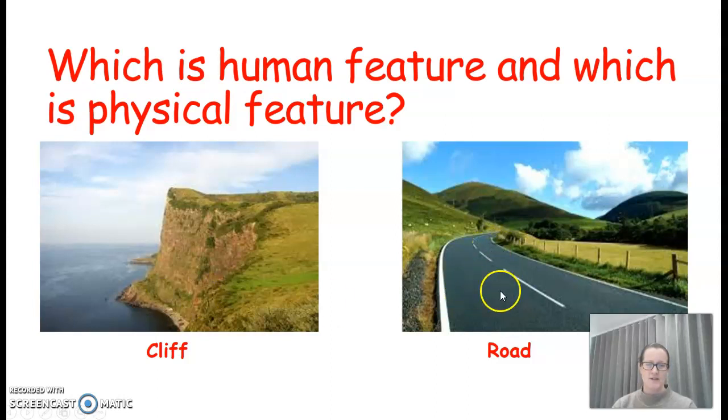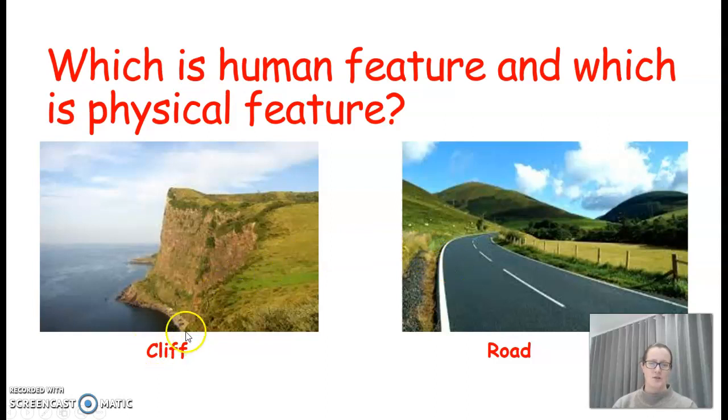And then look at this one. This is a road. Okay, so the road, is that a human feature, or is that a physical feature? Is that naturally occurring, or did a man make it, and so would make it a human feature? Have a little think.